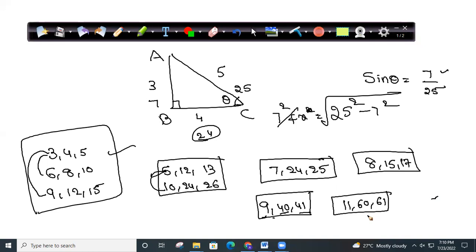61 square is 3721. 60 square is 3600. I need to add 121, so 11. So like this, I'm using the strategies in my mind. I did not by heart. I'm fast in calculation. 17 square is 289. 15 square is 225. So I need to add 24, so 8 square. Similarly, I do the things. Please do remember those. Now, I'll come back to trigonometry.